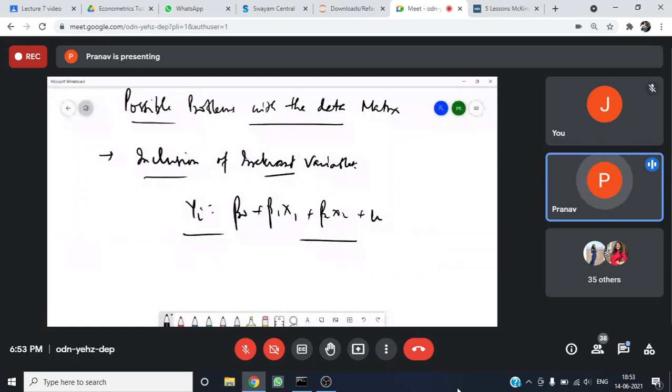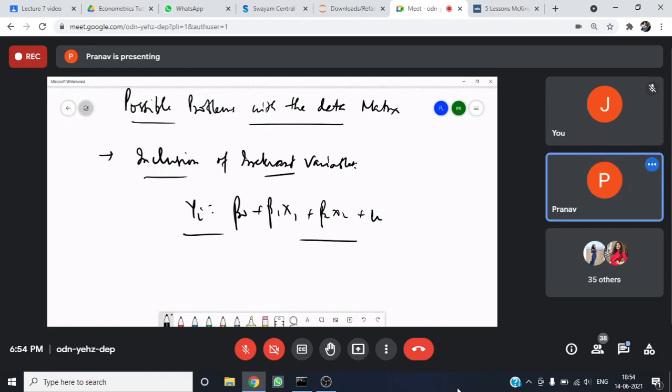The possible problem of inclusion of irrelevant variables, I'm sure you understand from the heading, is a problem associated with including too many variables which are not required. As far as the consequences are concerned, they are not that severe. Your OLS estimators still remain unbiased. But does this mean that this does not cause any serious problems?